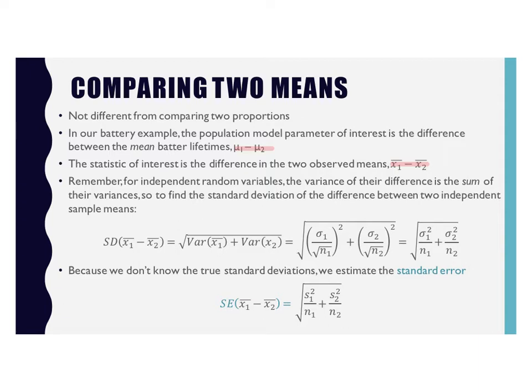Remember, for independent random variables, the variance of their difference is the sum of their variances. So to find the standard deviation of the difference between 2 independent sample means is as follows. Now, these 2 formulas are listed on page 2 of your formula packets, just so you know. And because we don't know the true standard deviations, we estimate the standard error. Remember, we estimate it using the sample standard deviations.